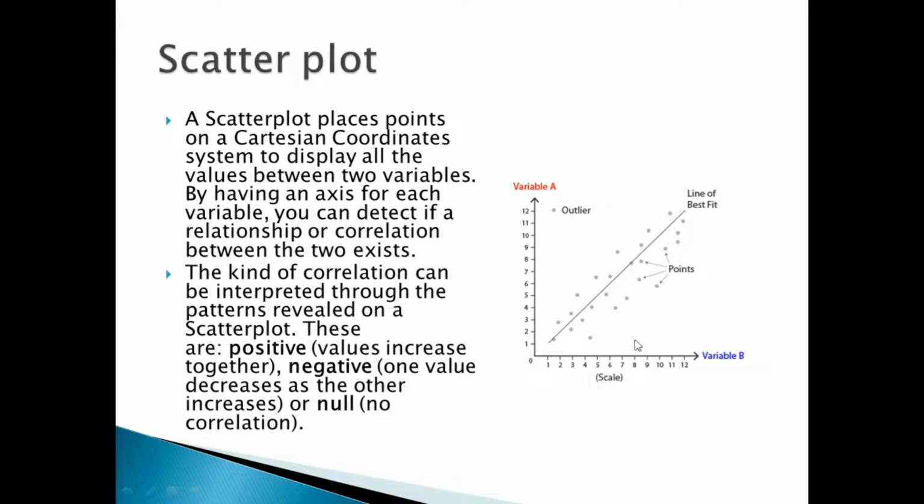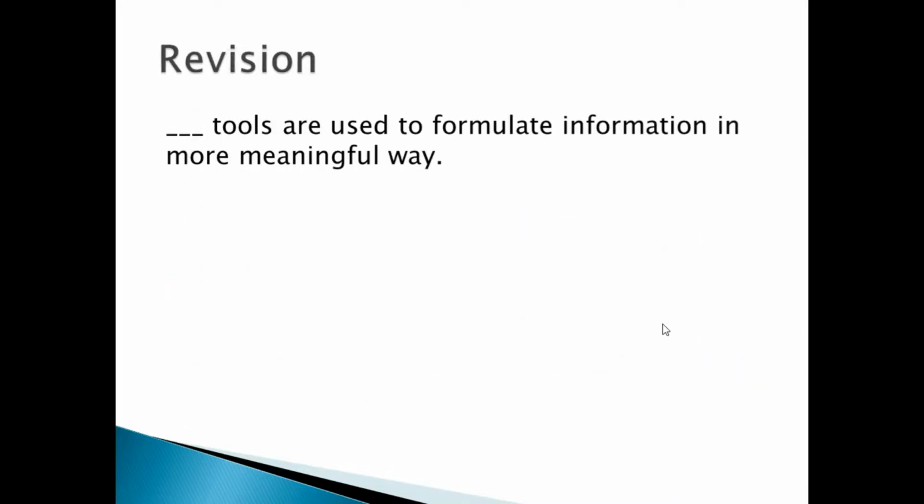So now here in this case, x and y show a positive correlation. As x is increasing, y is also increasing. This is positive correlation. Negative correlation will be as one is increasing, the other one is decreasing. That will be negative correlation. And if there is no correlation, then I will get a straight line. Okay, visualization, the two tools are used to formulate information in more meaningful way.